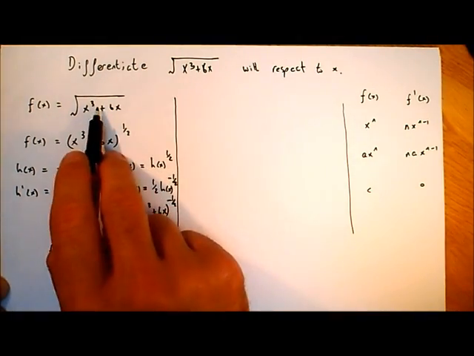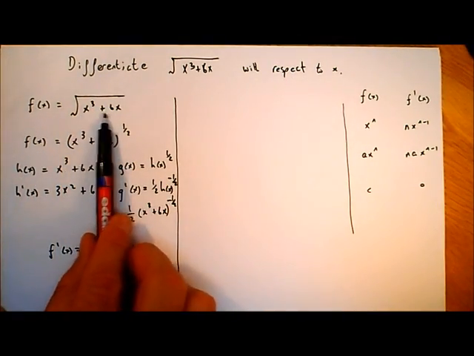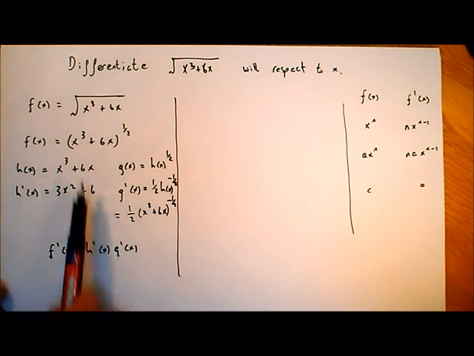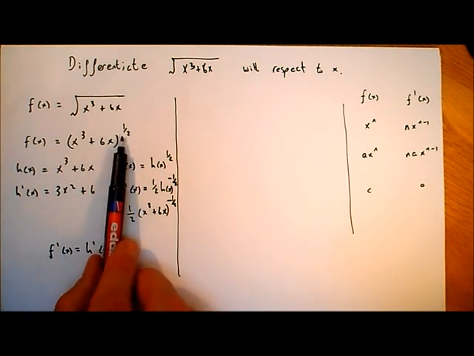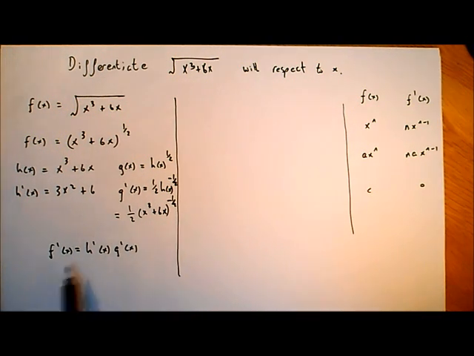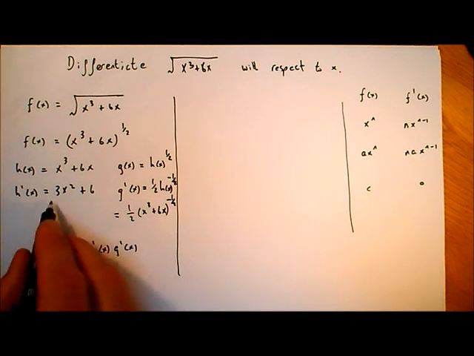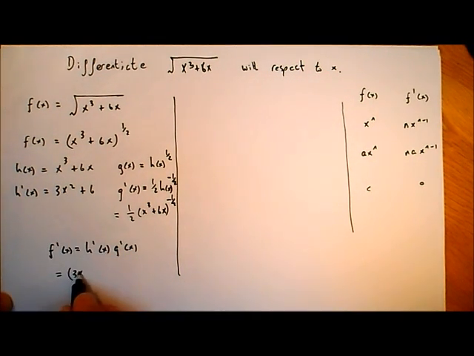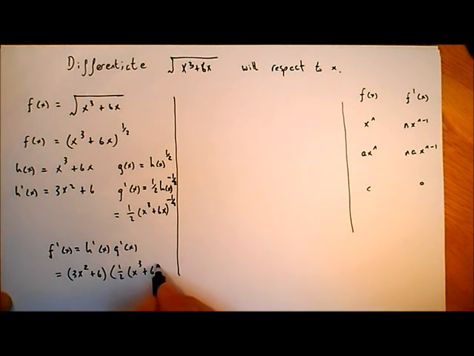So up here, we have a function inside a function. The first function is x cubed plus 6x. We differentiate that. The second function is all of that to the power of a half. I differentiate that, and then I multiply those two things together to get this differentiated. So that's going to be equal to 3x squared plus 6 multiplied by g dash of x, which is a half x cubed plus 6x, all to the power of minus a half. So minus 1 over 2. And that's it. We've differentiated this function up here.